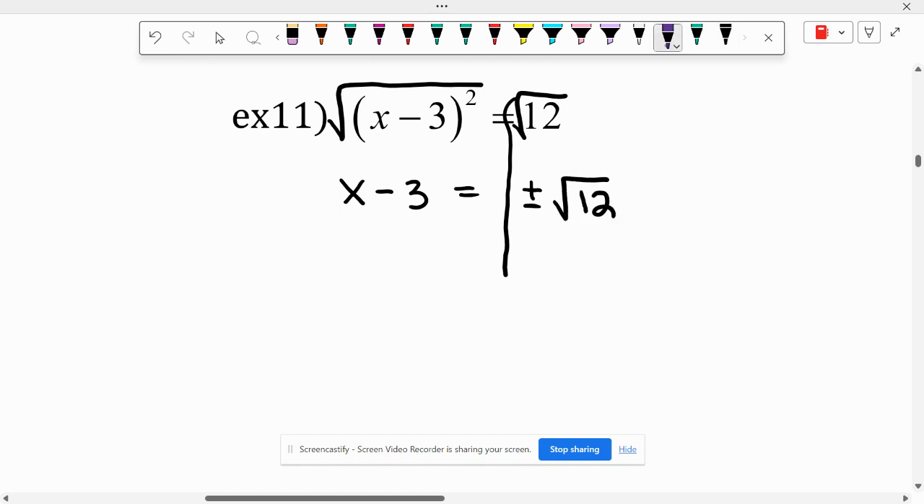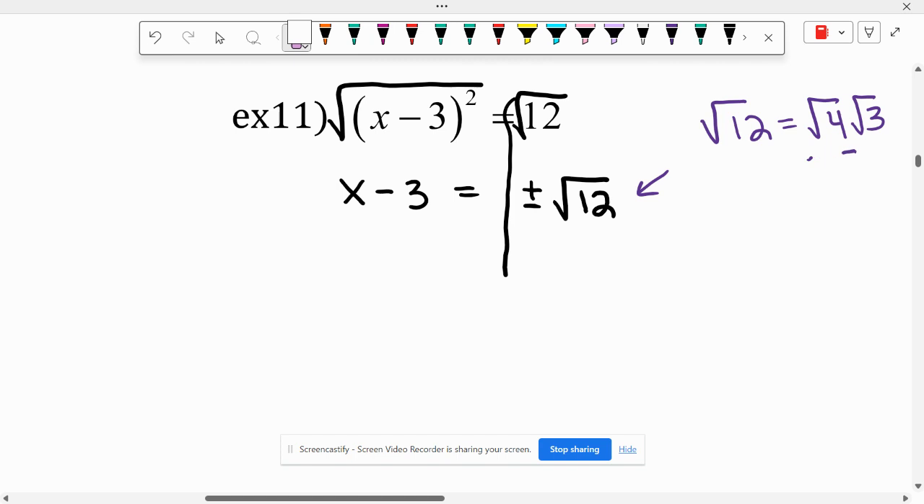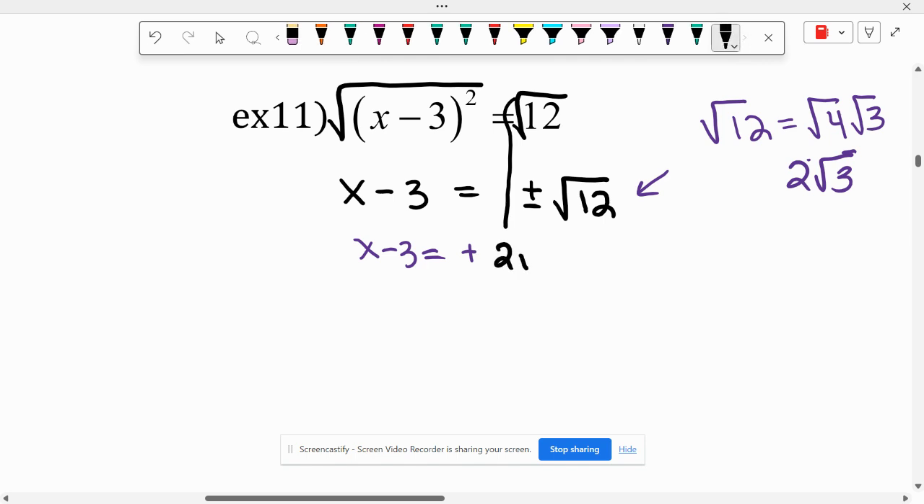Let's break that square root of 12 up. Square root of 12 is the same thing as the square root of 4 times the square root of 3. But what is the square root of 4? So the square root of 12 is really 2 times the square root of 3. So x minus 3 equals a positive 2 times the square root of 3, and x minus 3 equals a negative 2 times the square root of 3.